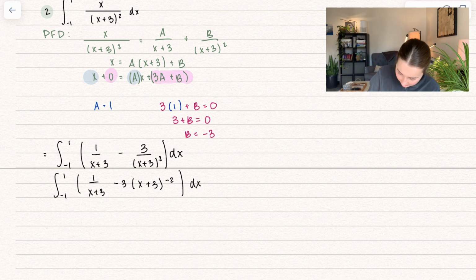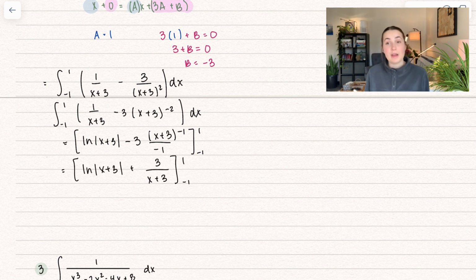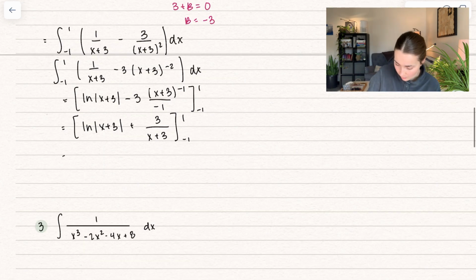And we know how to integrate this. So here we get the natural log of x plus 3, minus 3 times x plus 3 to the -1 divided by -1, evaluated between -1 and +1. So I'll go ahead and rewrite this first. So now that we have it nicely written out, we can go ahead and plug in upper minus lower. So I'll go ahead and write that out.